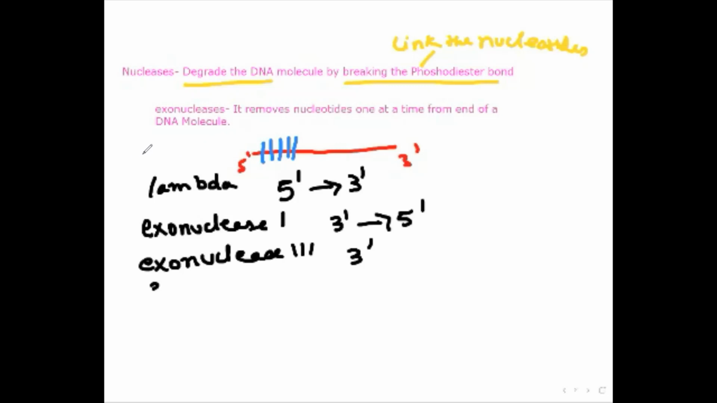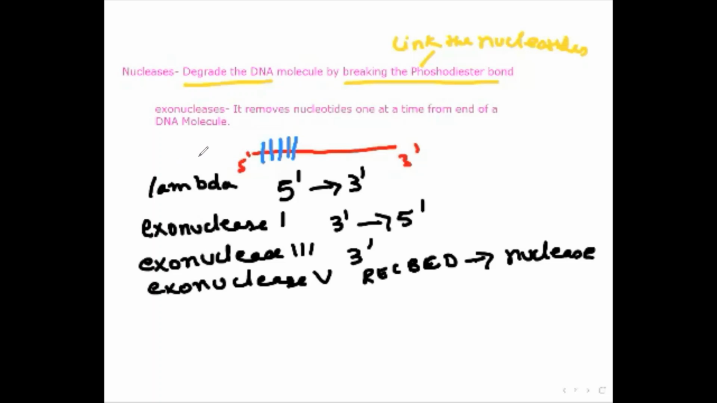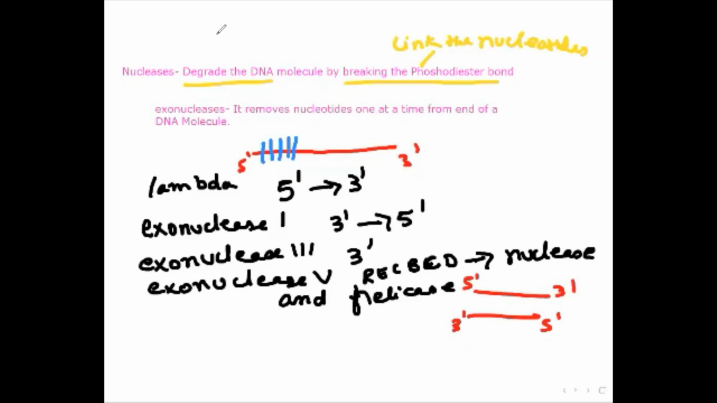Then you have exonuclease 5. What is this exonuclease 5 doing? It is also called RecBCD. It acts both as a nuclease and a helicase. It has two functions. What happens is it cuts the double-stranded DNA from both ends. Suppose this is a double-stranded DNA, 5 prime to 3 prime, 5 prime to 3 prime. It cuts from both ends and hence it leads to the formation of smaller oligonucleotides.